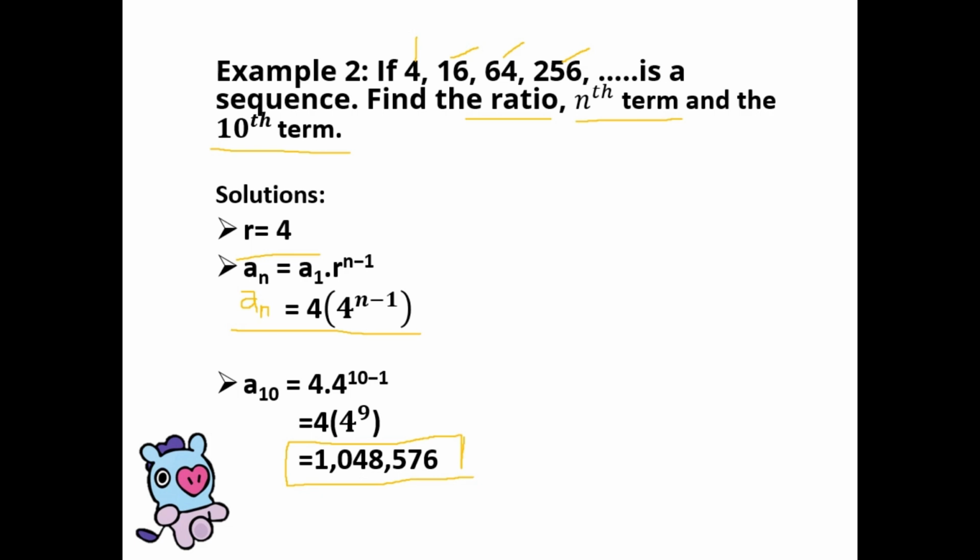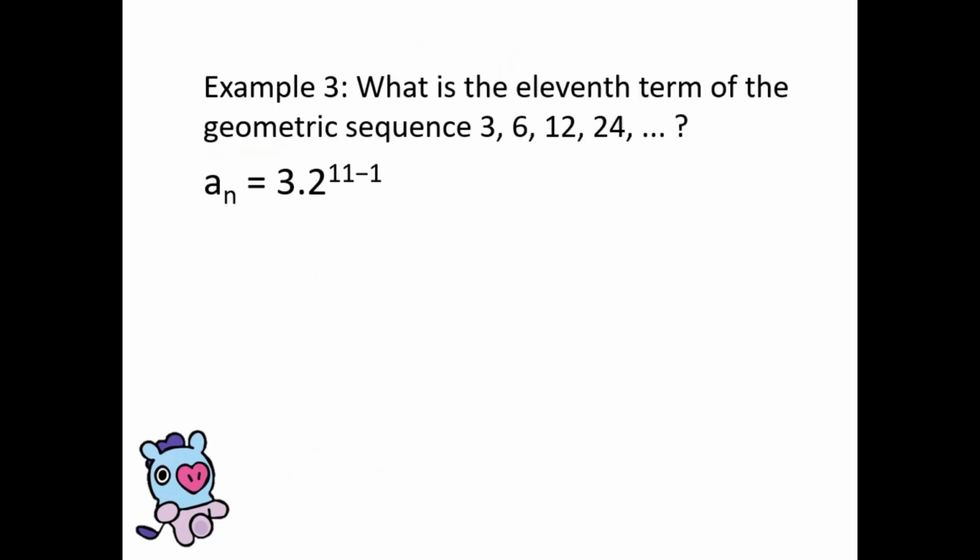All right, now let's have the third example. For the third example, what is the 11th term of the geometric sequence? We have it there: 3, 6, 12, 24, and so on and so forth. Therefore, we make use of the formula a sub n or a sub 11. Supposedly, it should be 11 here. A sub 11. It should be 11 there. A sub 11. Okay?